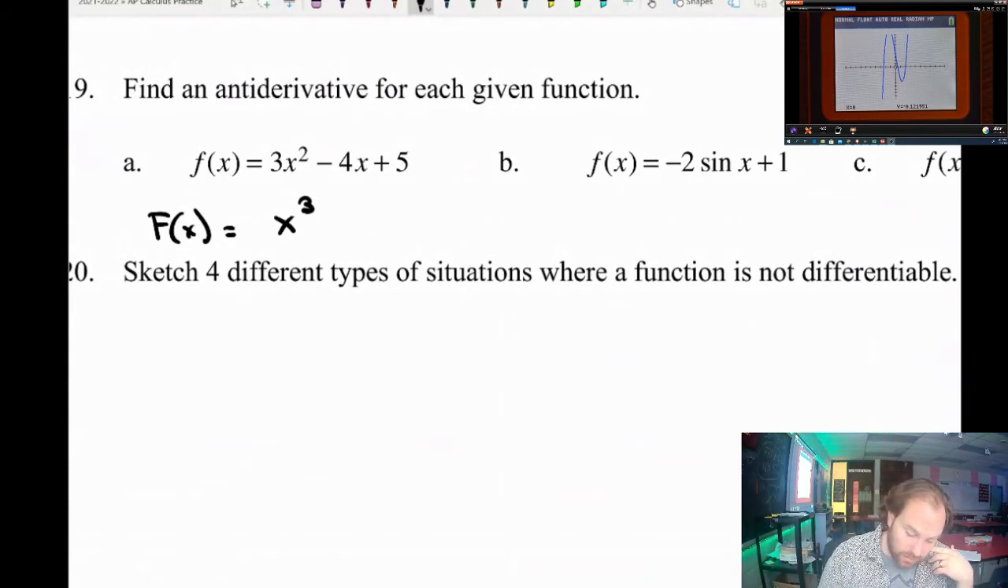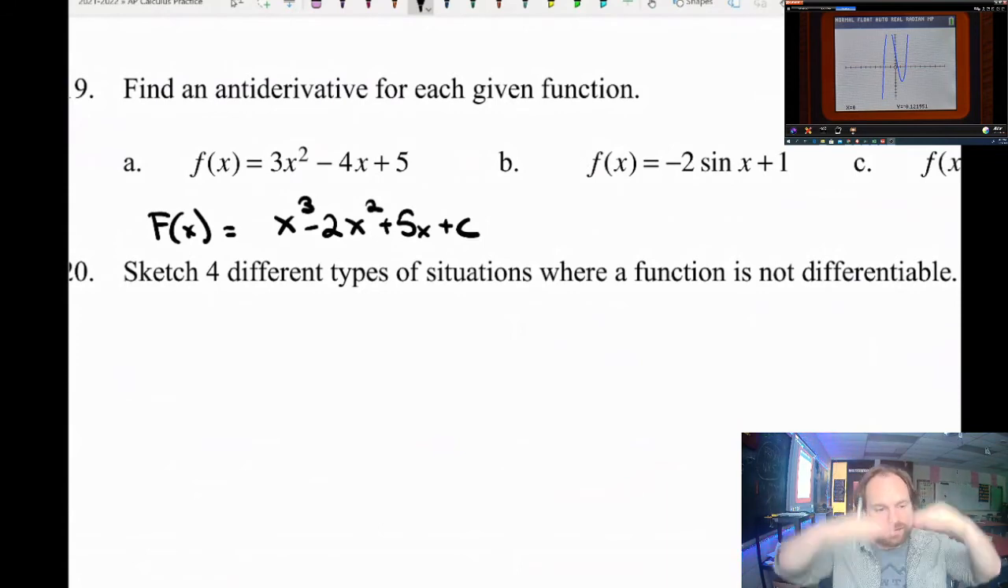The next one is going to be an x squared, and you've got to think, okay, what do I multiply 2 by to get -4? So minus 2 would work there. And you can put plus 5x down, and then put a plus c, and that'll do it. Just a pretty simple thing. You've got to get used to doing antiderivatives and regular derivatives, going back and forth.